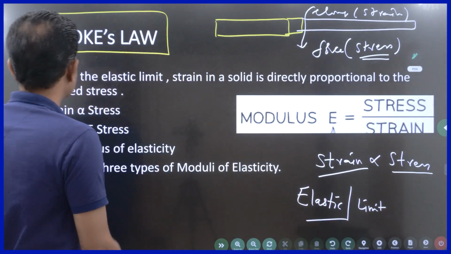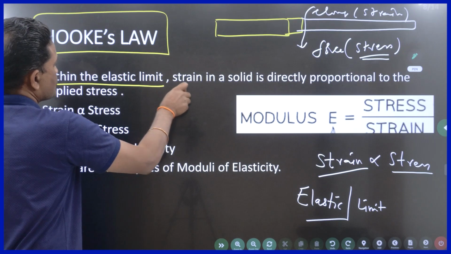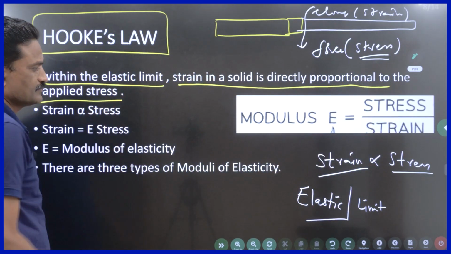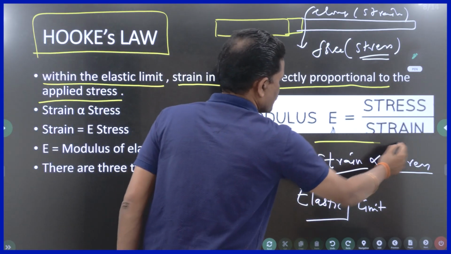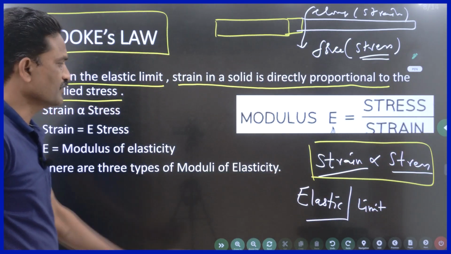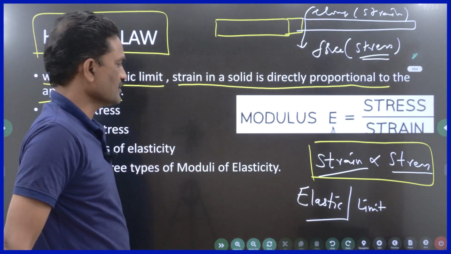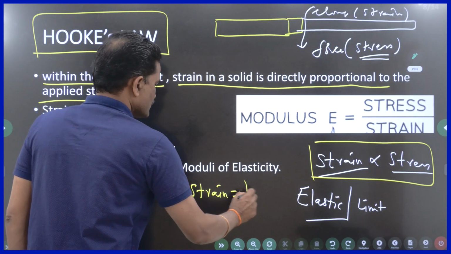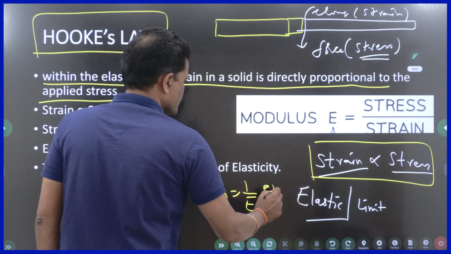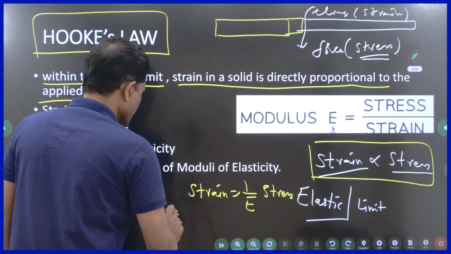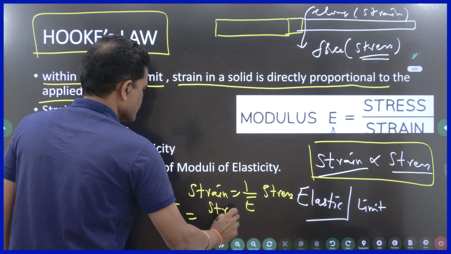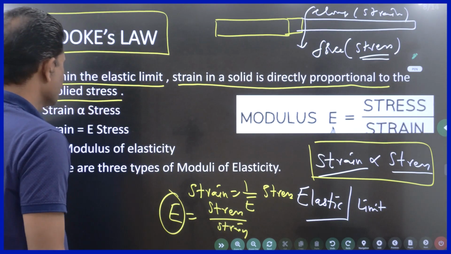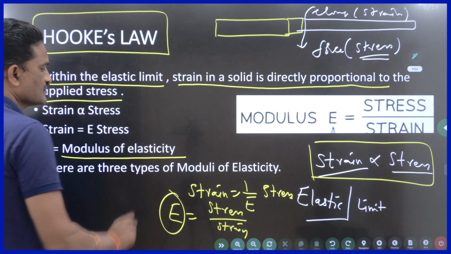So how do you define Hooke's law? Within the elastic limit, strain in a solid is directly proportional to the applied stress. So whenever there is a proportionality relationship, we will put a constant. Strain is equal to some constant 1 by E times stress. So now I can write E is equal to stress by strain. So this proportionality constant is called modulus of elasticity.